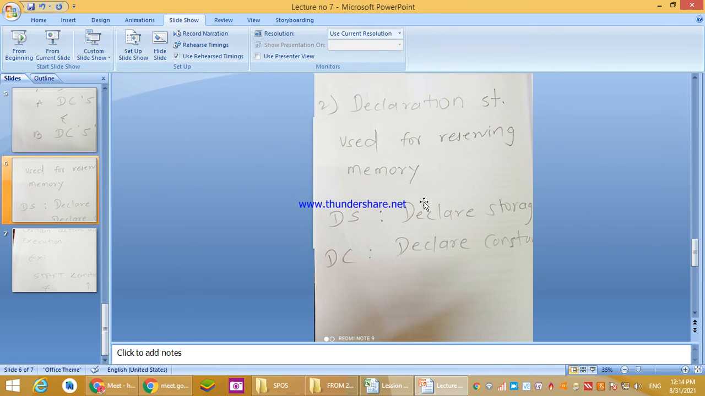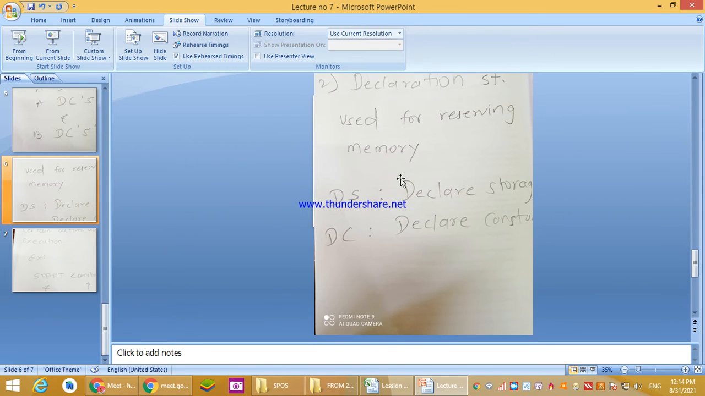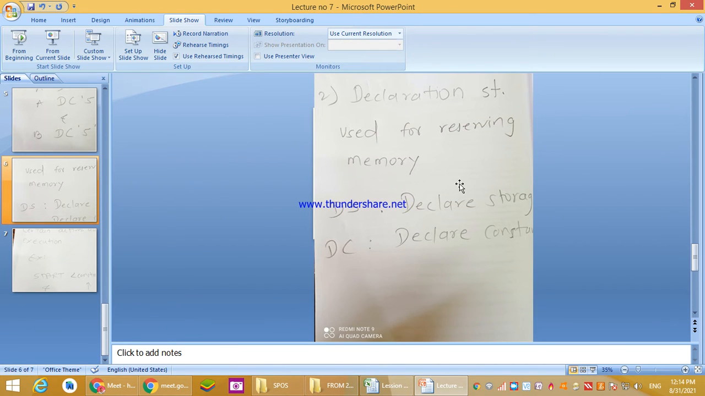Then next, second, the declaration statement. Can you see this? First one was imperative, second is declaration. The declaration statement is used for reserving memory. Please understand.